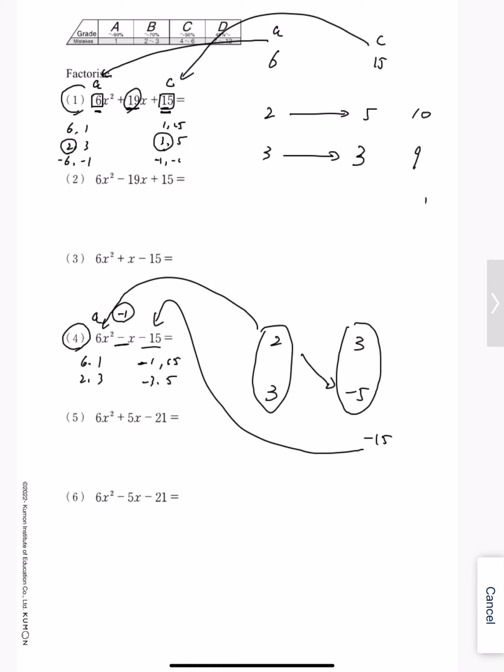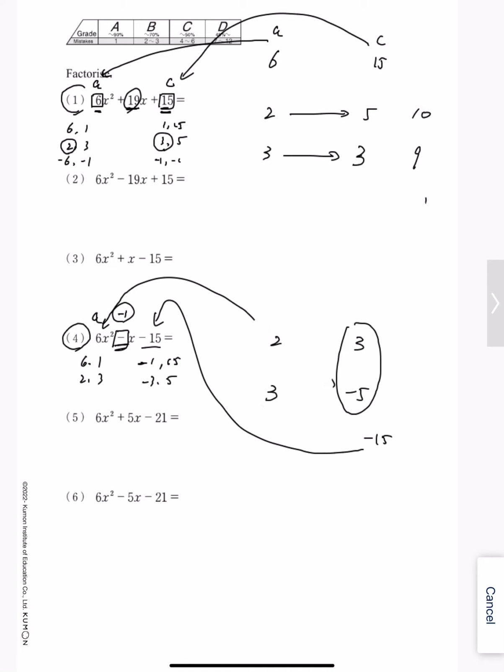So in a nutshell, what happens is that you're listing the factors of A and C in a vertical version. Then you're basically cross-multiplying to see if the products of the crossing numbers, added together, will give you the middle number, which is negative 1. So let's try this one more time.